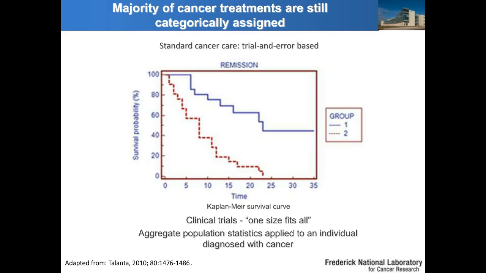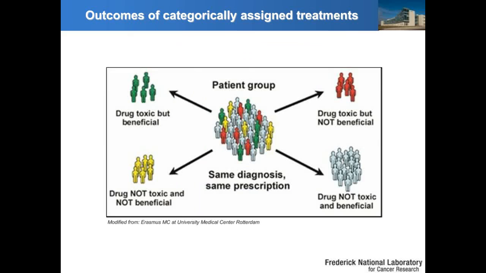But this is definitely trial and error, because aggregate population statistics is applied to an individual diagnosed with cancer. If you don't have a better biomarker, this is a good way to go, but using that kind of treatment, if you have a patient group diagnosed with the same kind of cancer, generally, if you do the trial and error with this Kaplan-Meier curve-based treatment, basically there are four possible outcomes.